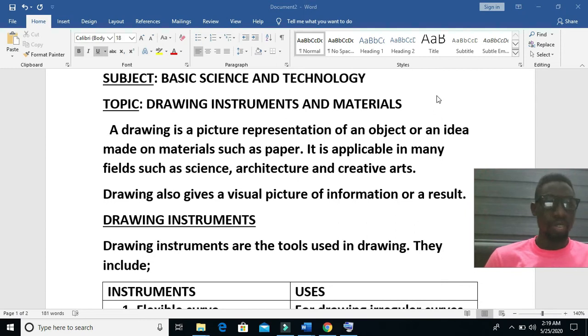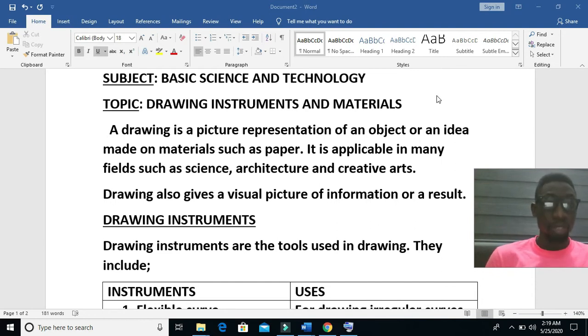Drawing is applicable in many fields. I mean, people make use of drawing in so many fields, such as science. Of course, in science, a lot of things are being drawn. For example, flowers, animals, plants. So drawing is applicable in that area. It's also applicable in architecture, right? So where they put a lot of plans of buildings, mansions. So drawing is applicable in that field as well. And it's also applicable in creative art. Of course, you see artists put a lot of things together, beautiful things, through drawing.